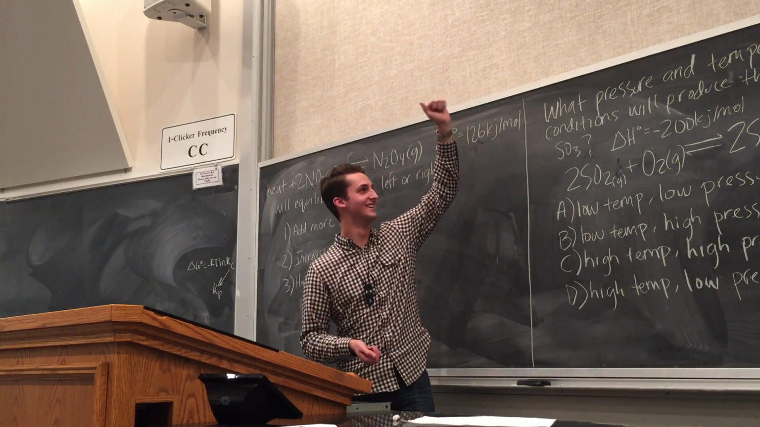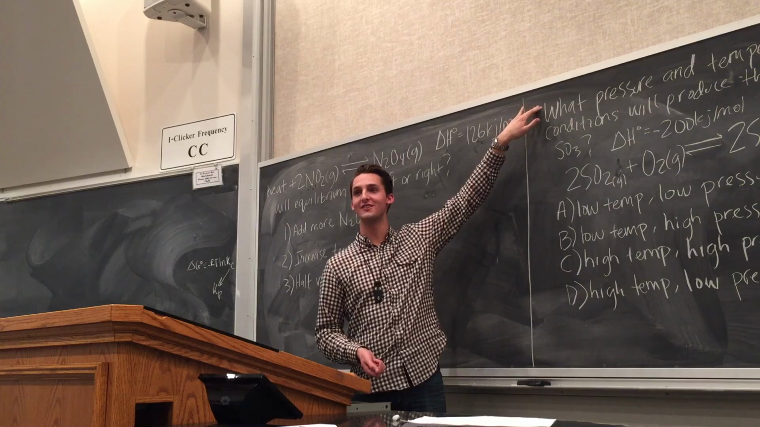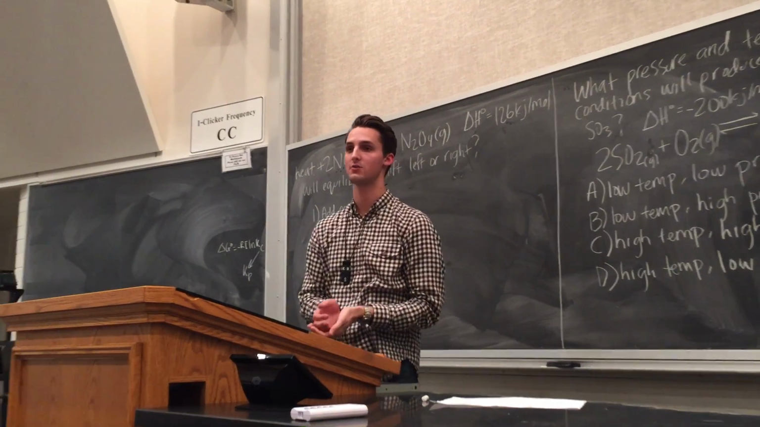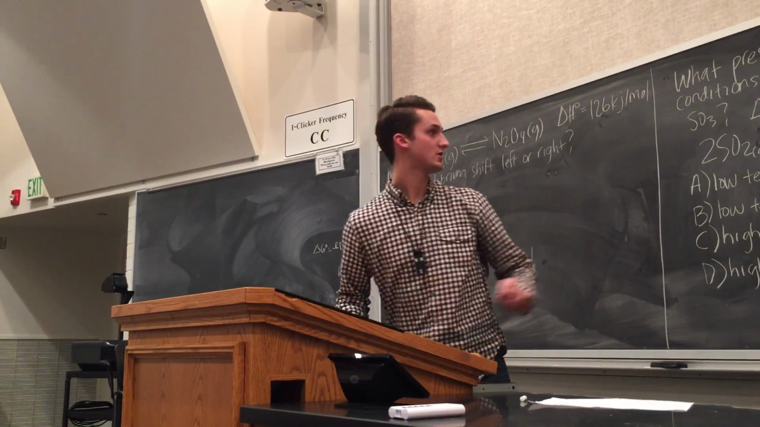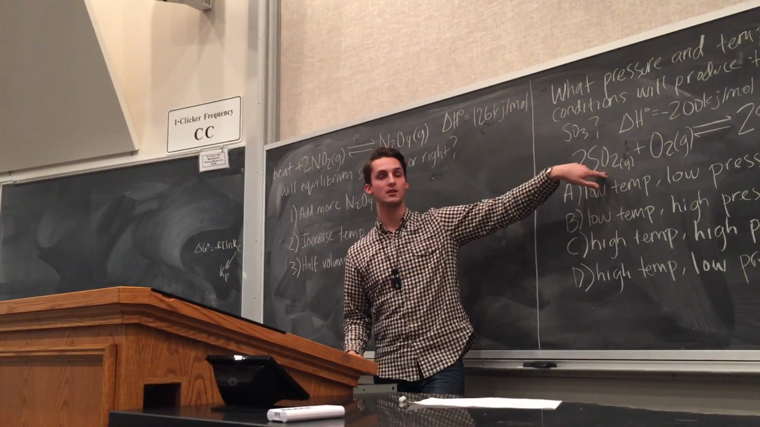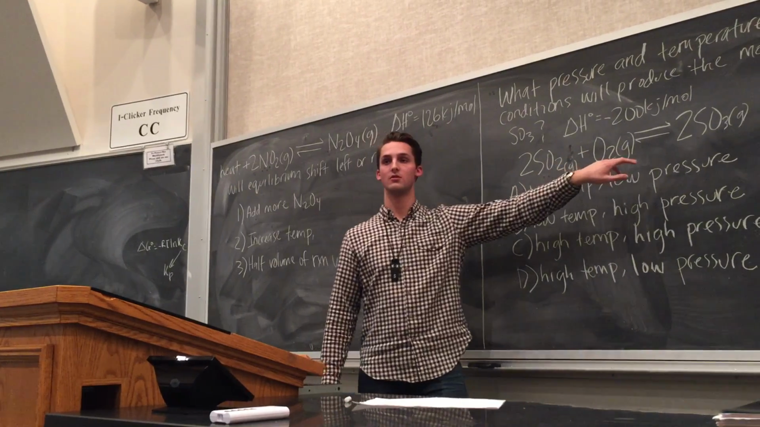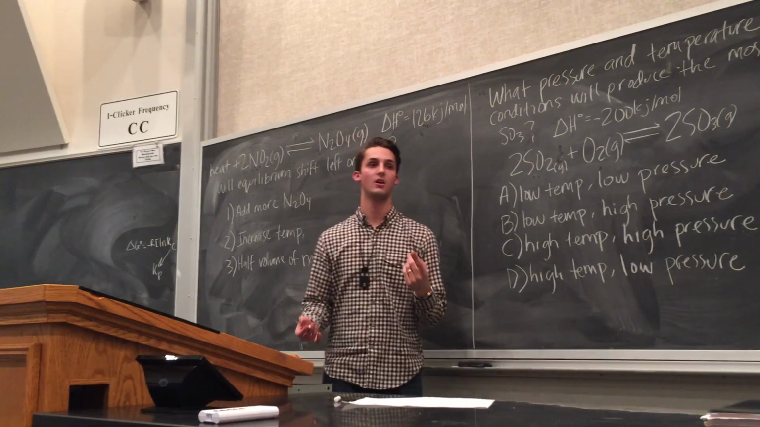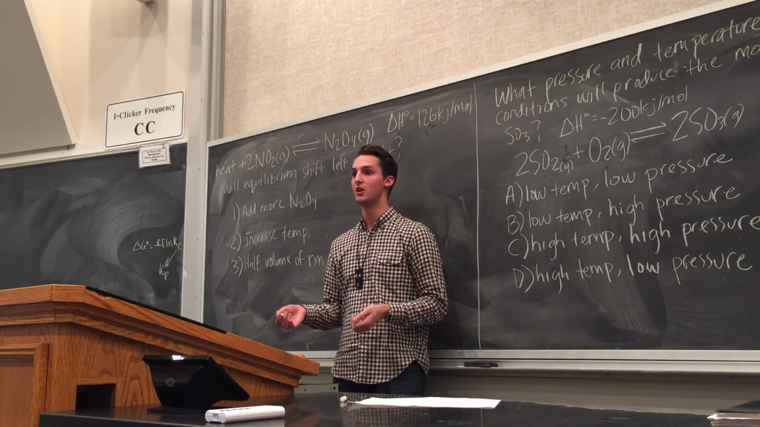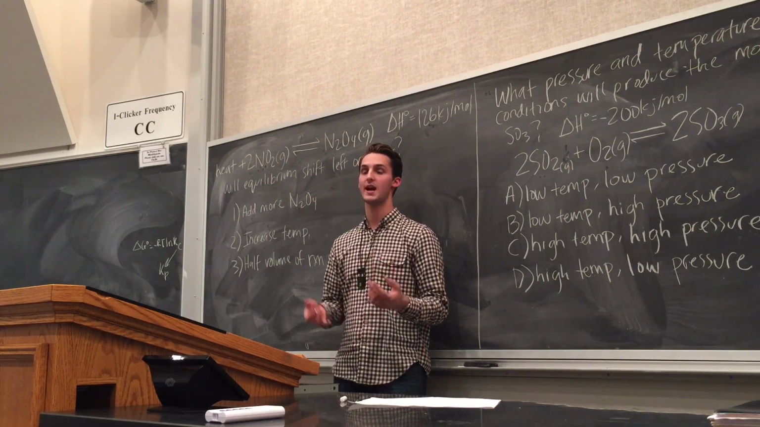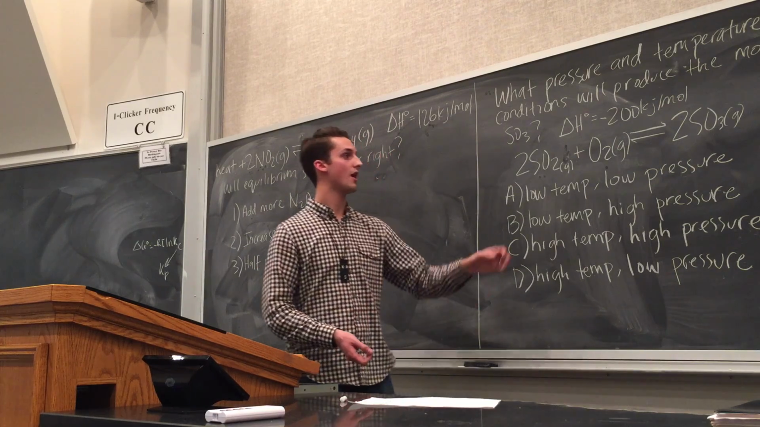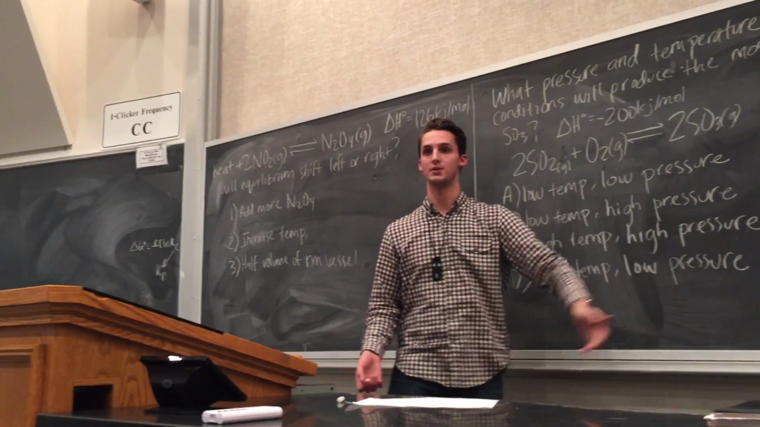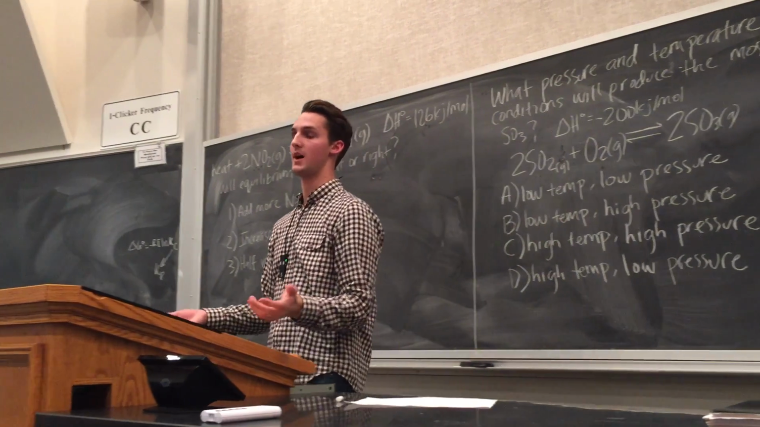This question, sorry. What pressure and temperature conditions will produce the most SO3? Okay? So here's your reaction here. 2SO2 plus O2 makes 2SO3. Alright? So first of all, if we know we're talking about pressure, we're going to want to identify which side has more moles of gas. So on the left, I've got 3 moles of gas. On the right, I have 2 moles of gas. So we're going to want to keep that in mind.